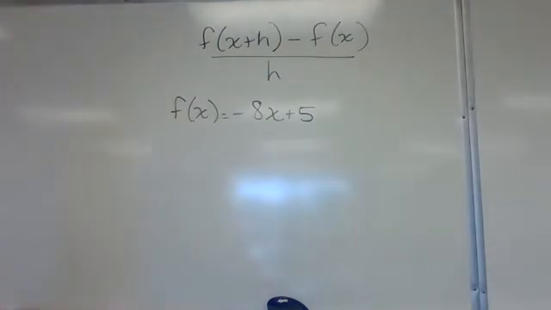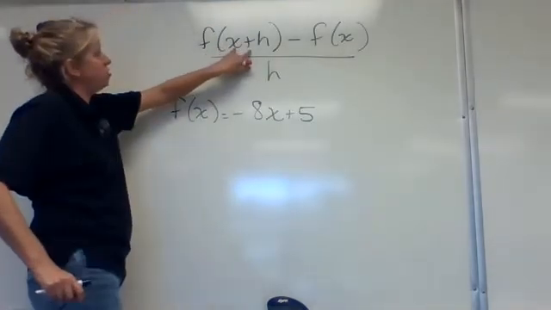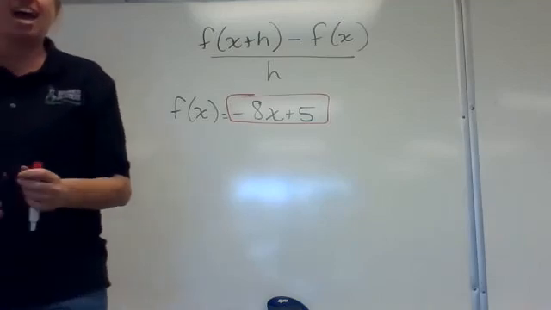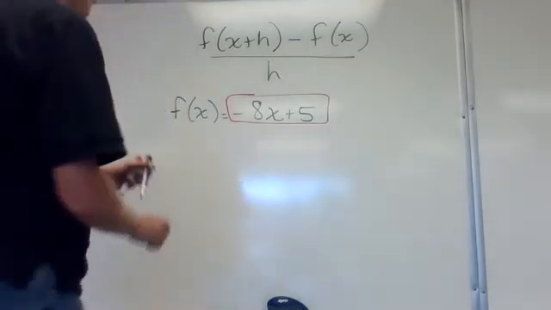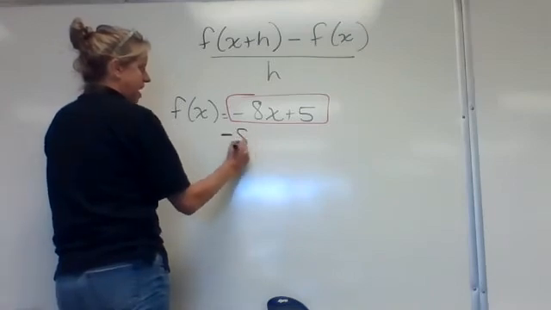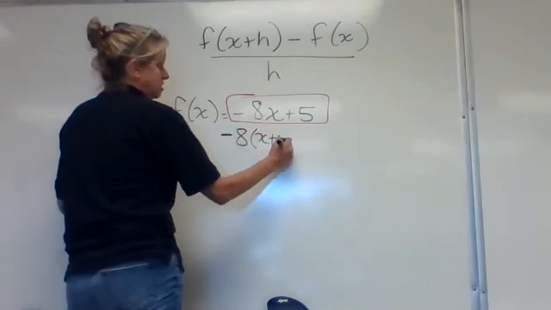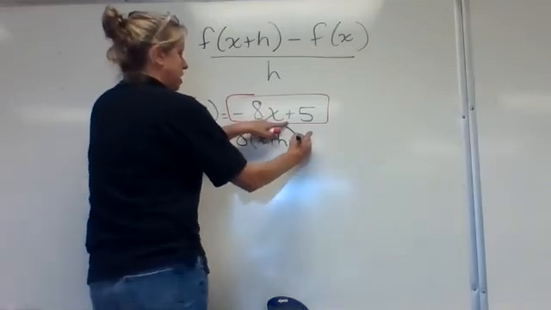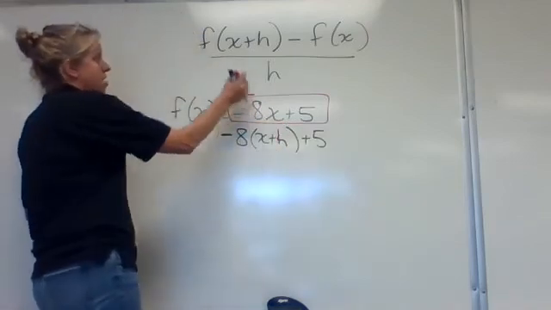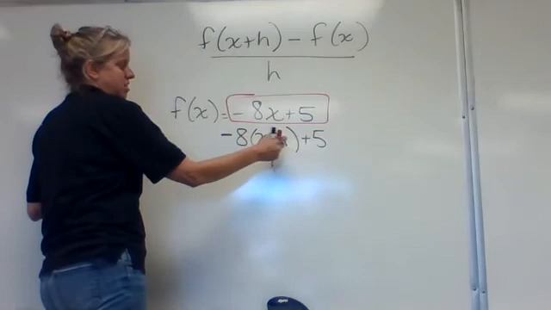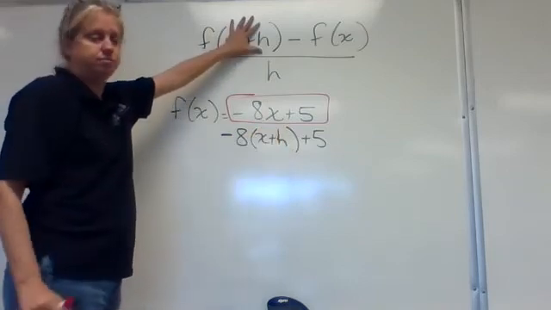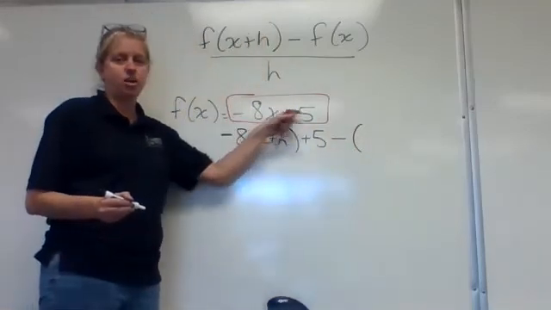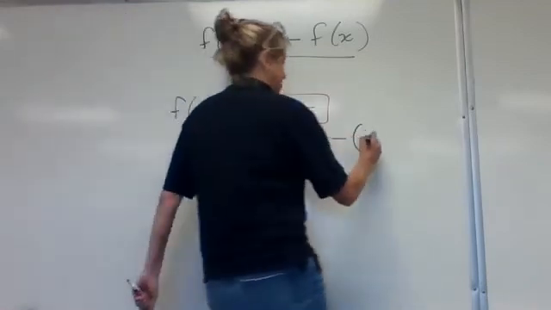Now, on this one, negative 8x plus 5, the first part of the difference quotient says, okay, go to your function. Here's my function. And wherever you see an x, put an x plus h. So if I do that, I'll have negative 8, instead of that x, I'll have x plus h. Bring down my plus 5. So again, wherever you see an x, you're going to replace it with x plus h. That takes care of the first part. Then minus, in parentheses, you write exactly what your function is. So negative 8x plus 5.